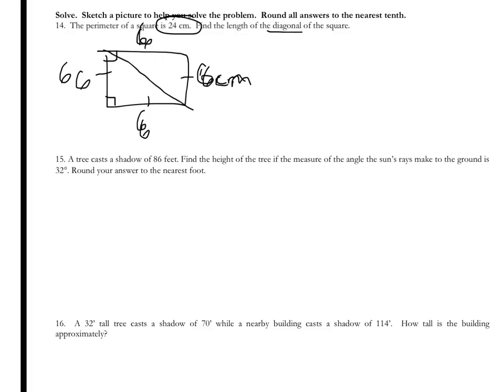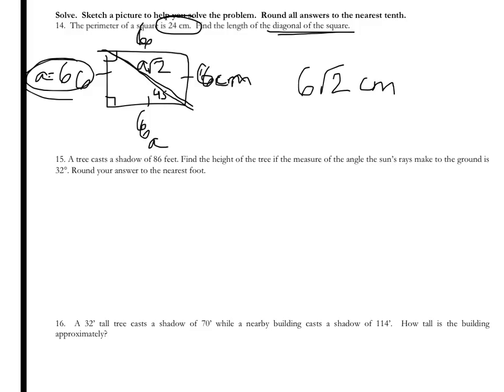Now I'm looking for the diagonal of the square, so let's draw the diagonal. If I take this square and I know that all angles are 90 and I cut it in half by a diagonal, that means I'm going to get a 45, 45, 90. And remember that the legs in a 45, 45, 90 are A, and then the diagonal is A root 2. Well, if A equals 6, that's what I'm given right here, that means the diagonal must be 6 root 2 centimeters long.